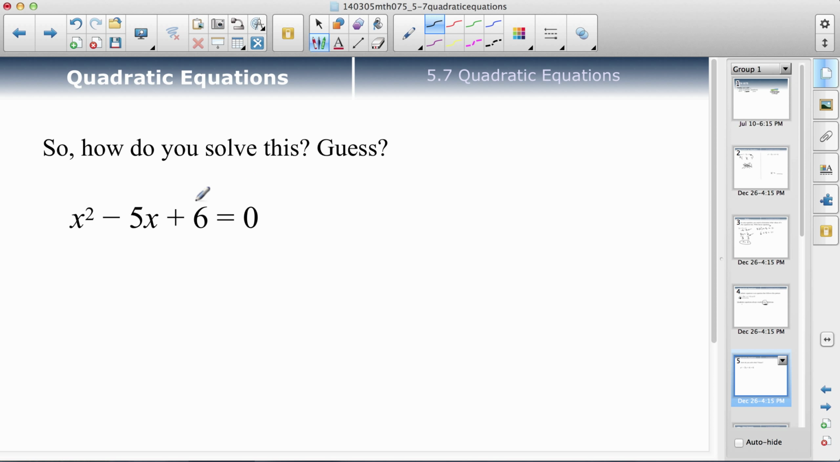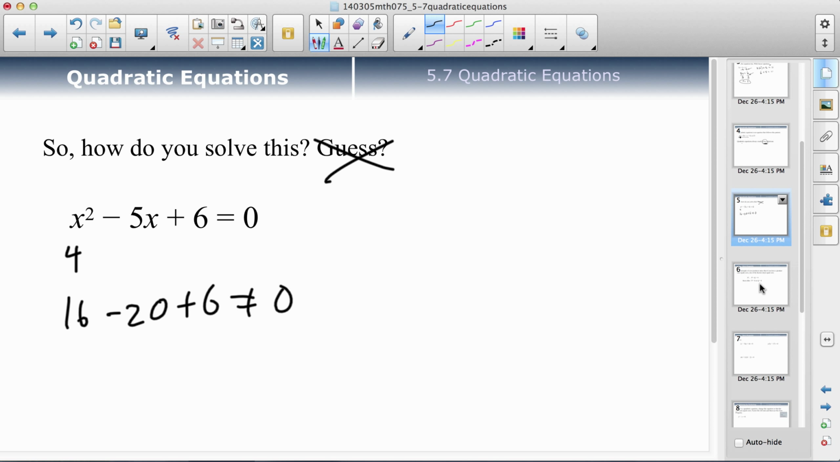I guess we could guess. We could plug a number like 4 in. 4 squared is 16, minus 5 times 4 is a negative 20, plus 6. That's not going to be a 0. I could try another number. But rather than guessing, we've got a tool that helps us do it, and the tool is called the zero property.